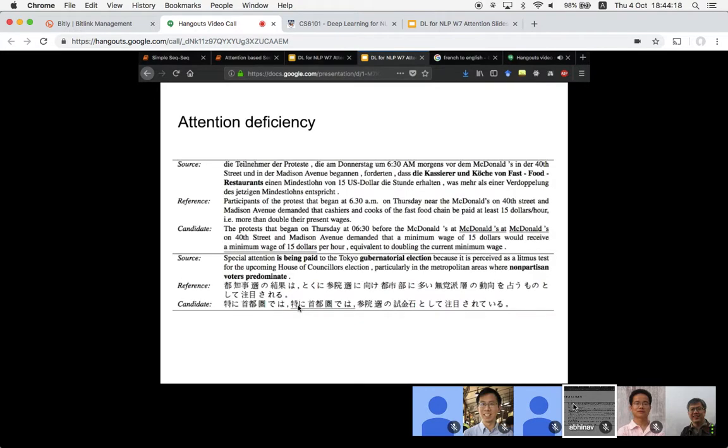It's very probable that you will have some repeated phrases or sentences. Here is one example. You see that McDonald's appeared three times. This is quite bad. This is a deficiency of the attention.